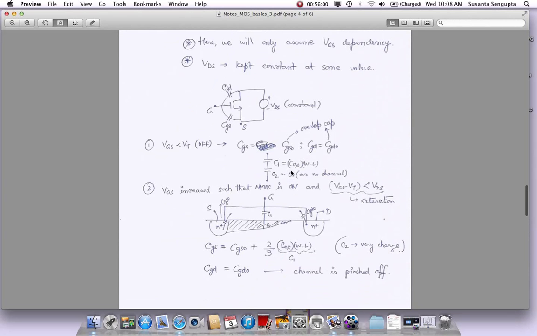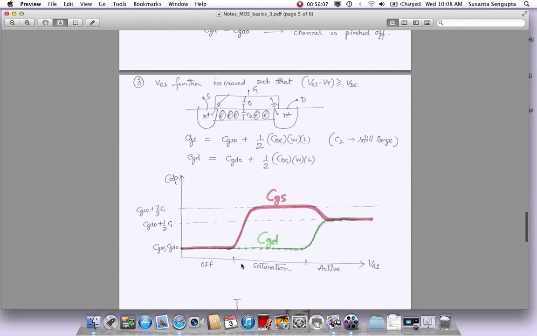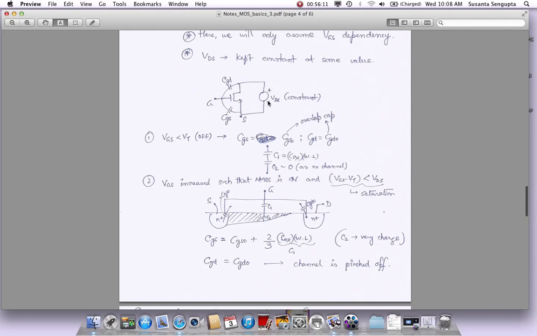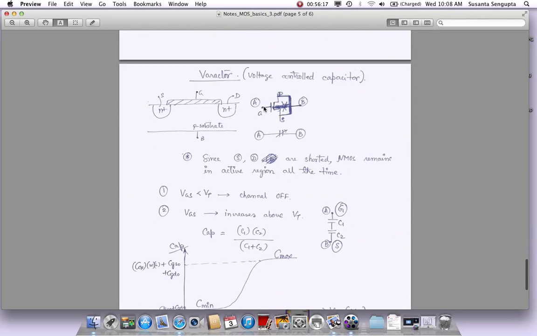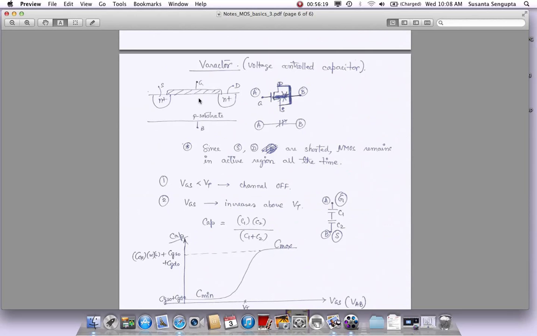Here we had a fixed VDS which kept it in saturation, and then it kept it in active. So we were in saturation and then we were in active. Now since VDS is 0, or actually a small value, our device will remain in active region all the time. That is, either the channel is off, or if the channel is formed, the whole channel is there. It's not going to be any different.